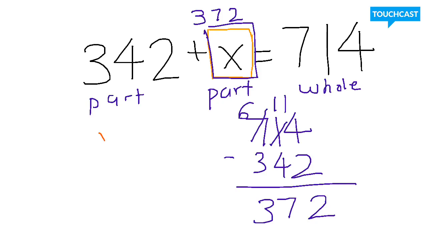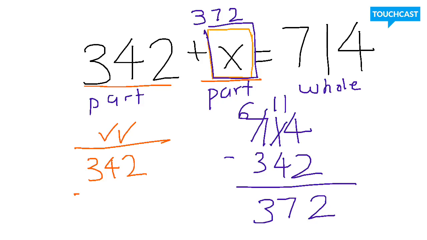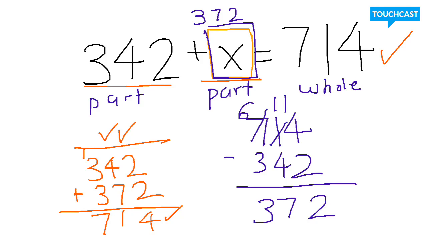Now, if you were to double check your work, you would add up 342 plus 372, that's your answer, and let's see if it equals 714. 2 plus 2 is 4. 4 plus 7 is 11. Carry the 100. 1 plus 3 is 4, plus 3 is 7. And it matches. Nice job.